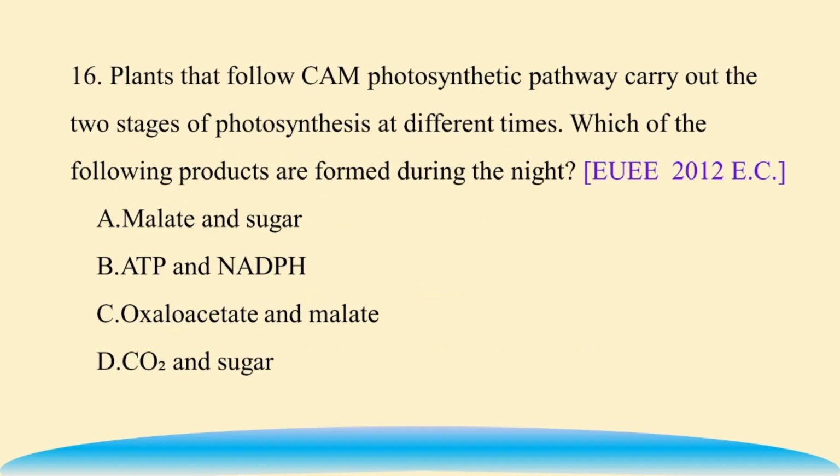Question number 16. Plants that follow the CAM photosynthetic pathway carry out the two stages of photosynthesis at different times. Which of the following products are formed during the night? A. Malate and sugar. B. ATP and NADPH. C. Oxaloacetate and malate. D. Carbon dioxide and sugar.